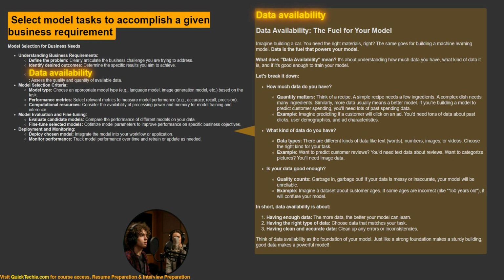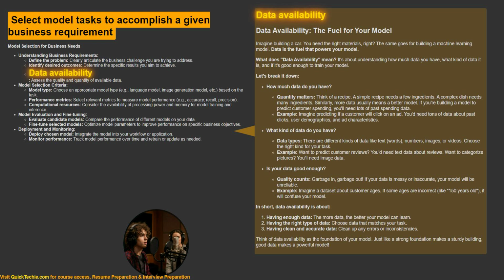Example, imagine a dataset about customer ages. If some ages are incorrect, like 150 years old, it will confuse your model. In short, data availability is about: 1. Having enough data. The more data, the better your model can learn.